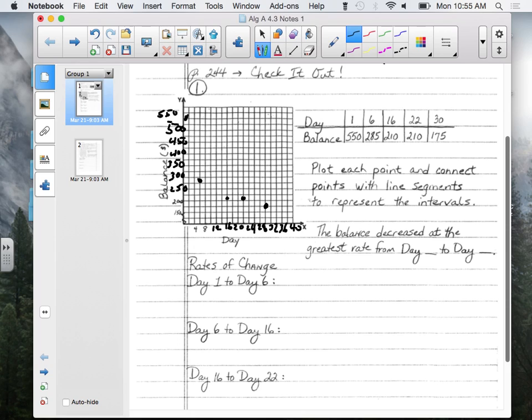Looks like everyone's got their points plotted. So, if everyone has their points plotted, does everyone's graph look like this? One point just going down like that. So, the next thing we have to do is connect the points, and now we just play connect the dots.